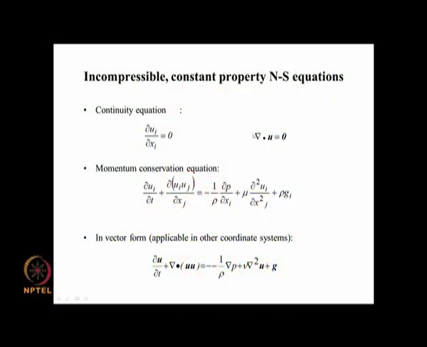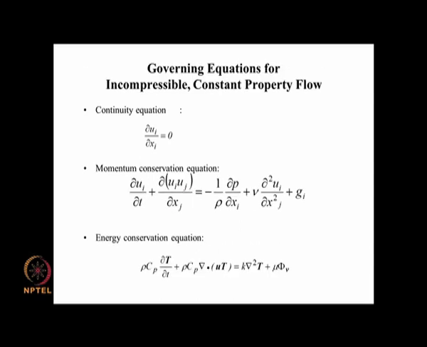Then you can take this form and then define from books on mathematics what is a divergence operator in spherical coordinate system, and what are the corresponding components here and the gradient here, and you can write down the governing equations for the case of incompressible constant property flow. So this in a sense is the set of governing equations.